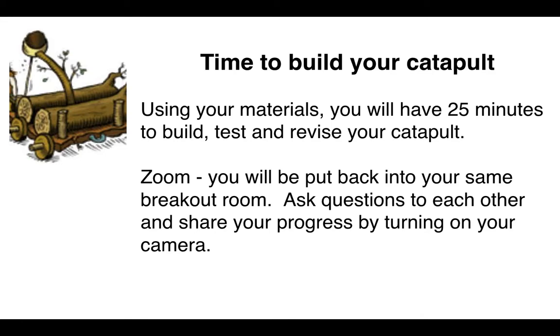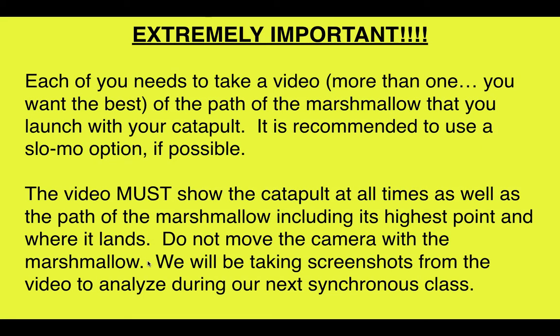But ultimately, you'll want to build a catapult, and then your assignment will be this. Okay, so build a catapult, and then you need to take a video of launching the marshmallow. In the video, you must show the catapult at all times, as well as the path of the marshmallow, including its highest point and where it lands. Don't move the camera with the marshmallow, so the camera should be stationary, and the reason is we're going to be taking screenshots from the video to analyze the path of the marshmallow during our next synchronous class.